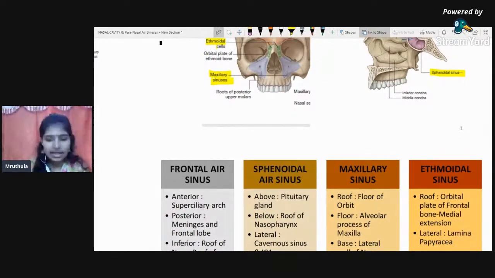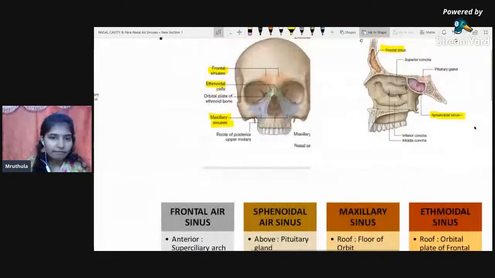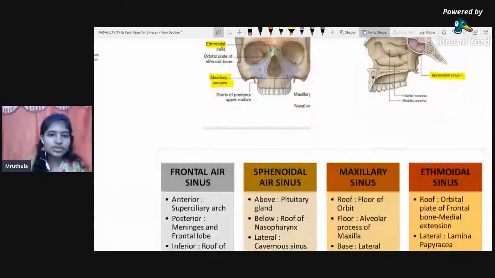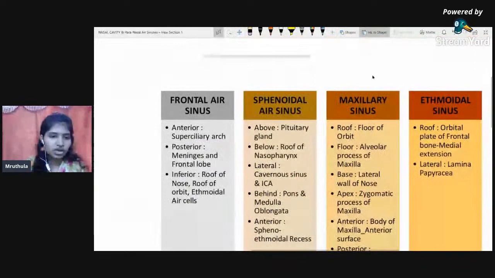So for the frontal air sinus, anteriorly, what do we have? You can see here in the picture, this orange color is the frontal air sinus. Anterior to the frontal air sinus is this region, and I'm highlighting that here. That region in the skull is called the superciliary ridge, or superciliary arch.